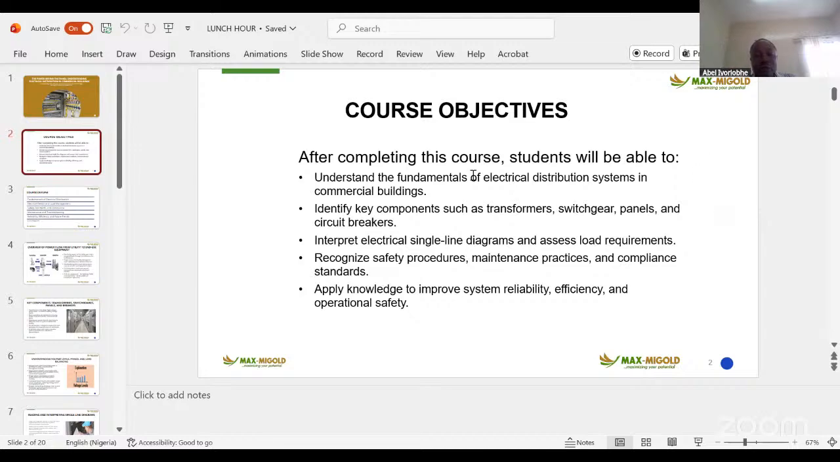So I'll run through the course objective: understand the fundamentals of electrical distribution system in commercial building. You'll be able to identify the components such as transformer, switchgear, panels, and circuit breakers. You'll be able to interpret electrical single line diagrams and assess load requirements. You recognize safety precaution procedures, maintenance practices, and compliance standards. You apply knowledge to improve system reliability, efficiency, and operational safety.